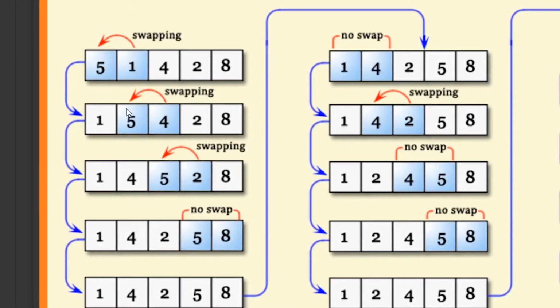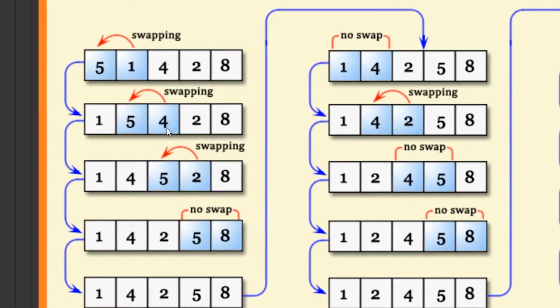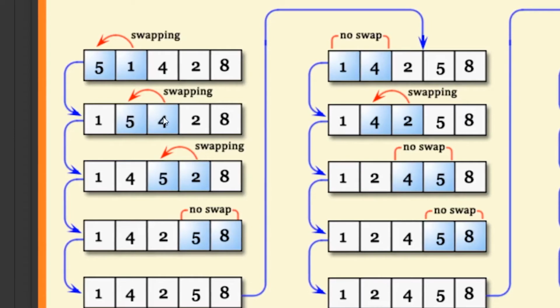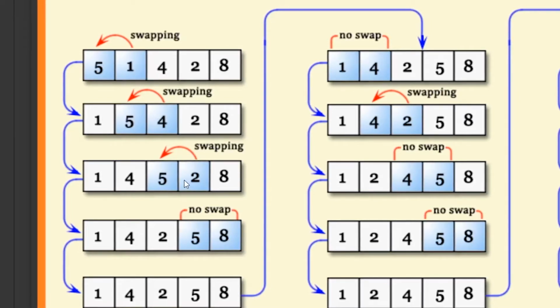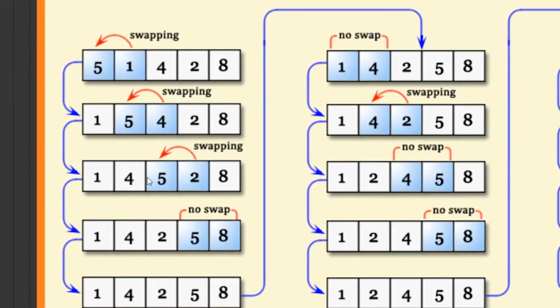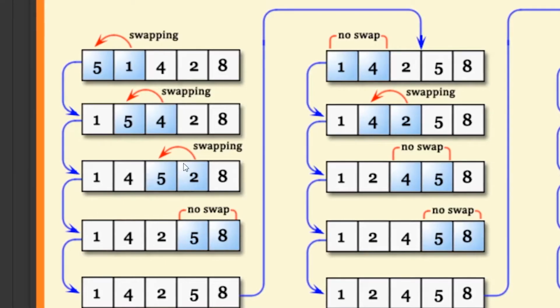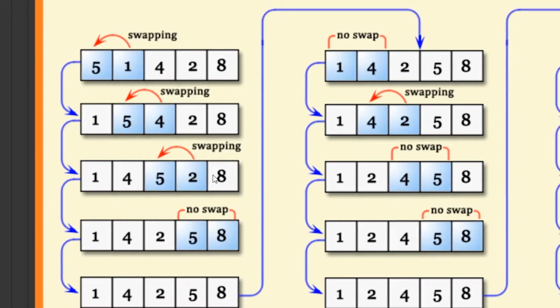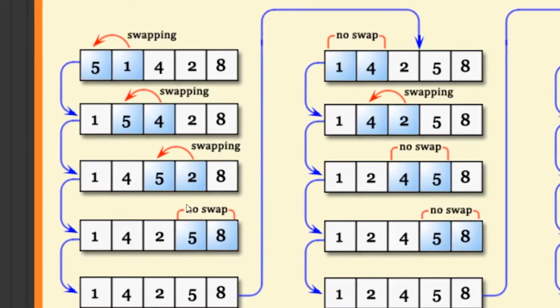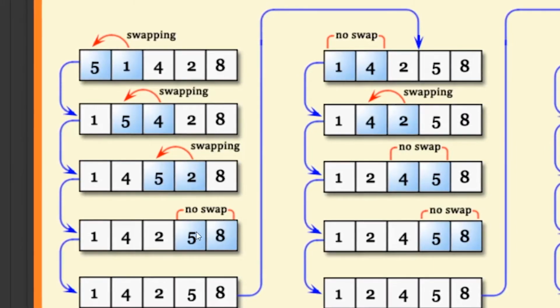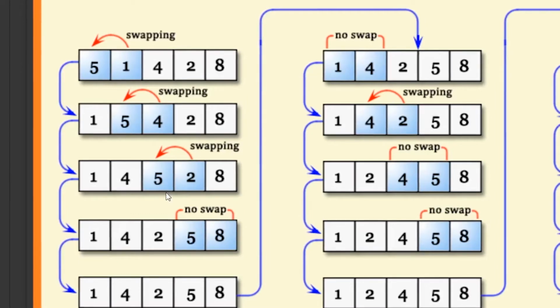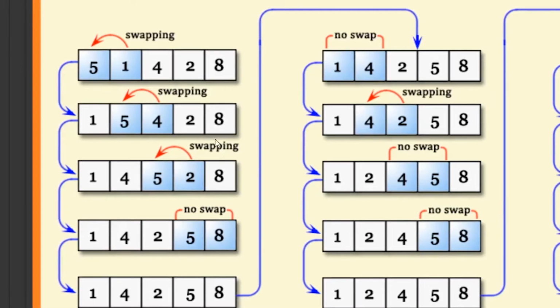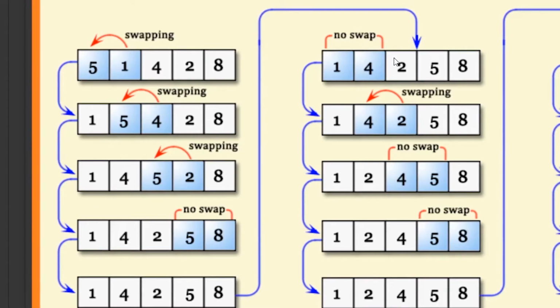Now that's done. Next it moves on to the third number. It checks whether the third number is less than the second, or the previous number, and in this case it happens to be less. So again it's swapped. In the third case it checks whether the fourth number is less than the third number, and it's true in this case, so it's again swapped. Finally it checks whether the last number is less than the previous number. In this case 8 is not less than 5, so it remains as such.